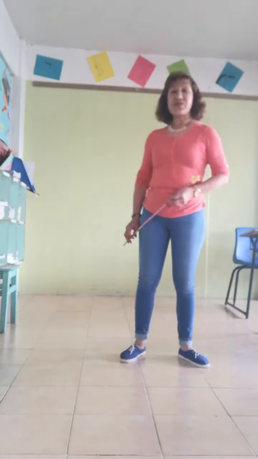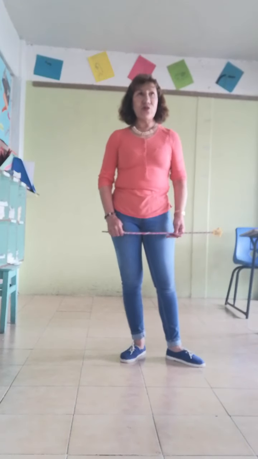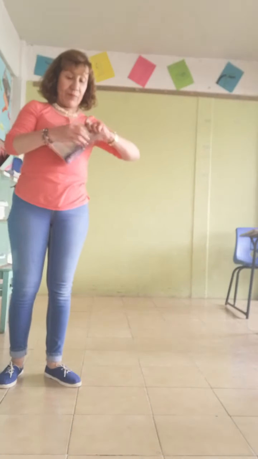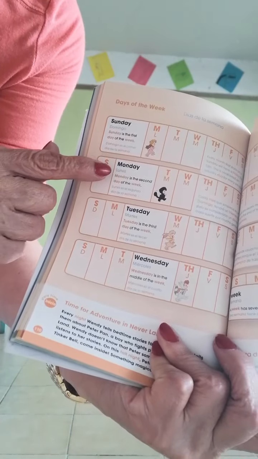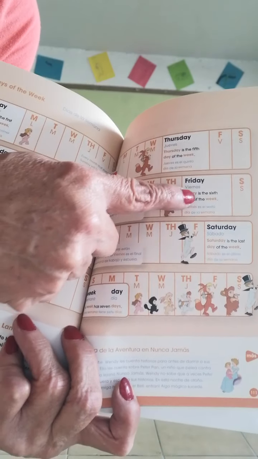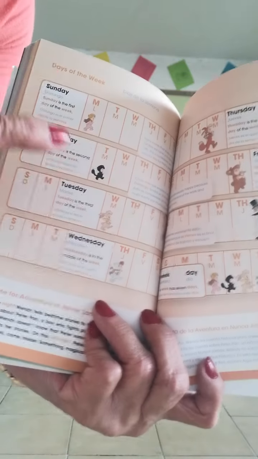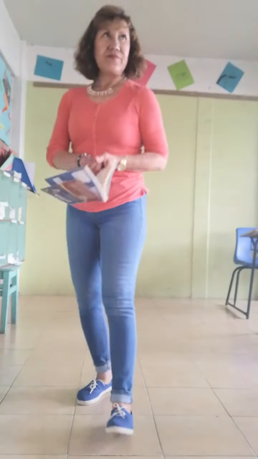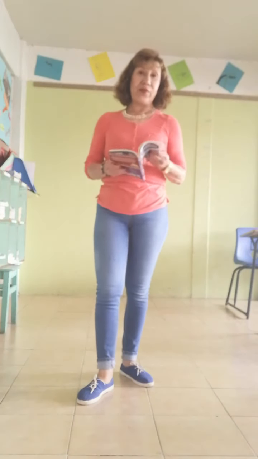Okay, but first of all, kids, we are going to say the days of the week. Do you remember the days of the week? Okay, very good, because I'm going to show you that I have here my days of the week, and you can see them, okay? Everybody, read with me. We have here Monday, Tuesday, Wednesday, Thursday, Friday, Saturday, and Sunday. What day is today, kids? Today is Tuesday, okay? Do you remember that our English classes are on Tuesdays and on Thursdays? Okay, kids. Today is Tuesday.